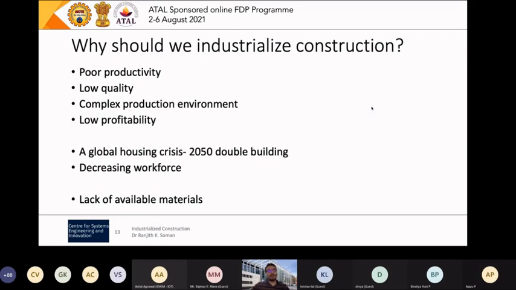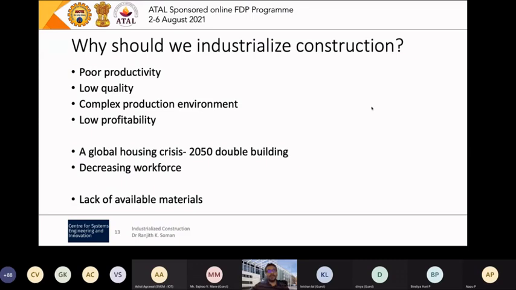Also, a few other factors. We are looking at a global housing crisis. By 2050, we need to have double the residential buildings that we have now, and we need to construct them in less than 30 years. That is double what we have constructed all this while. At the same time, our construction workforce is decreasing. So we need to find better methods for construction.